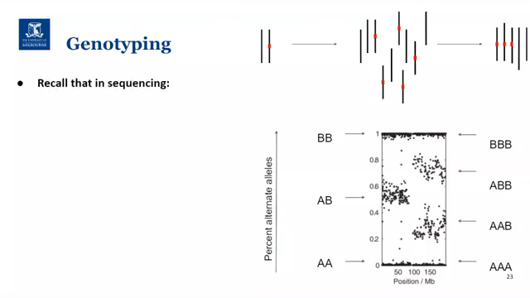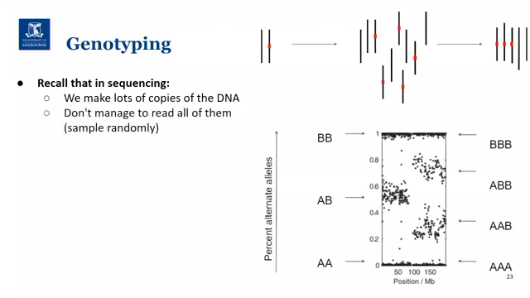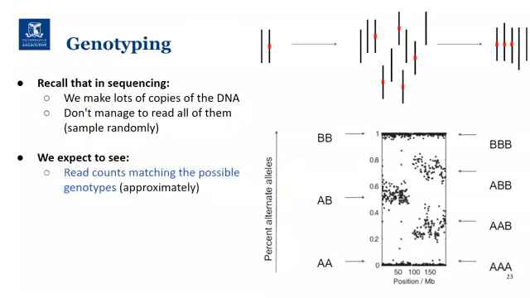And if you recall from sequencing, what we do in sequencing is we make a lot of copies of DNA, we break them down, and we read the bits and pieces and put them together again with mapping, okay? But we don't manage to read them all, so they are sampled randomly. So what we expect to see is that the read count matches the potential genotypes approximately.